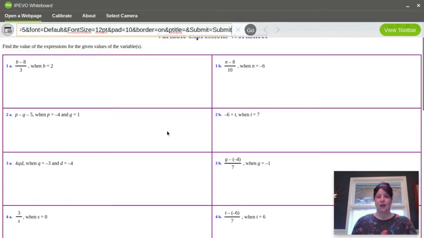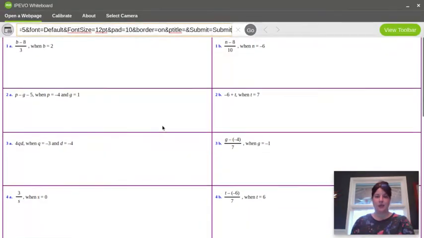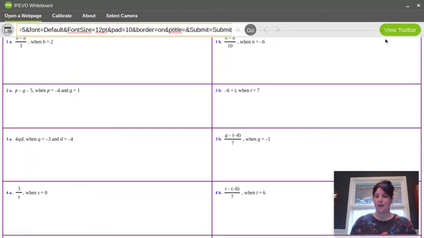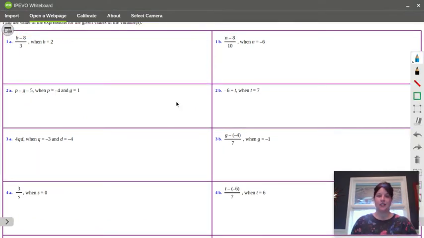Okay. And let me just set it up so we can get as many problems as possible. All right, so let's take a look at some of these problems. So here we are, again, evaluating expressions, and it's just like how we said before. We're going to see the expression here, and then they're going to tell us what our variable equals, okay? So our first one is b minus 8 divided by 3 when b equals 2.